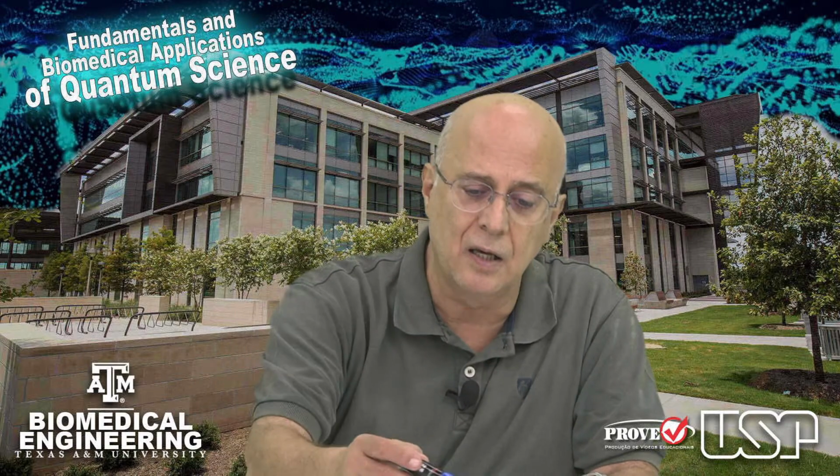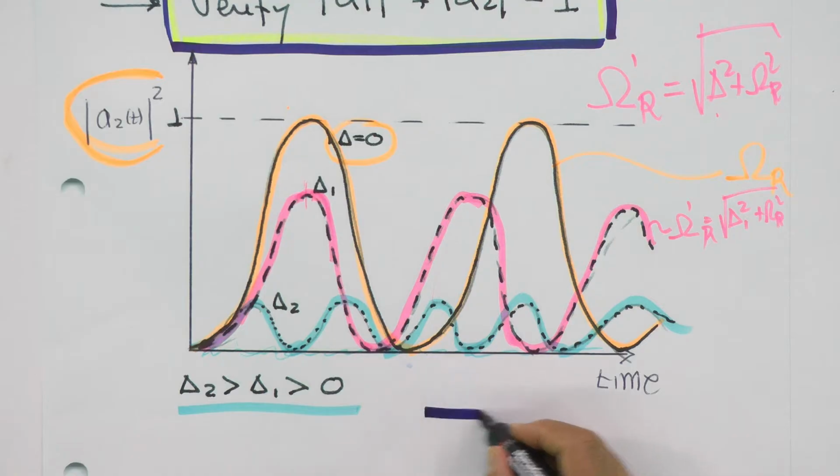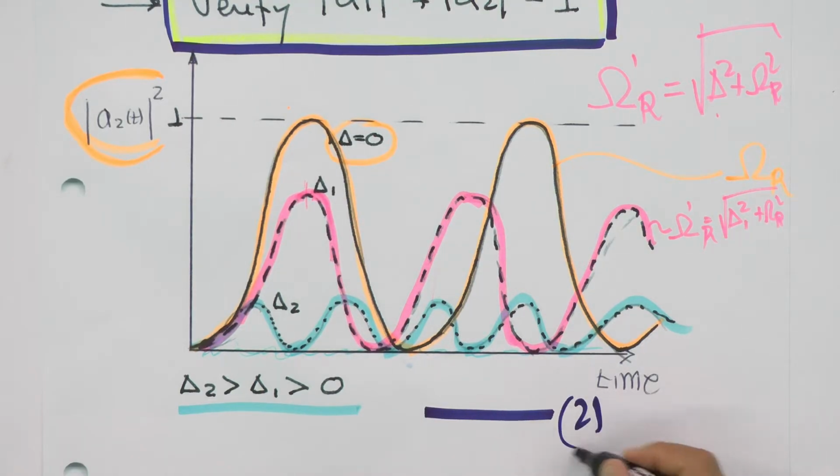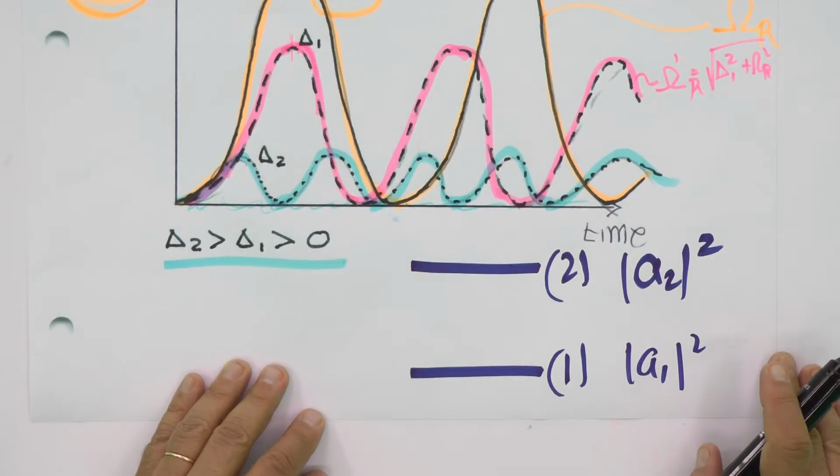Last lecture, we ended in a very nice situation where we could identify A2. Remember, we have a two-level system, 1, 2. A2 square represents the probability to be here. A1 square represents the probability to be here. And this is everything that can happen.